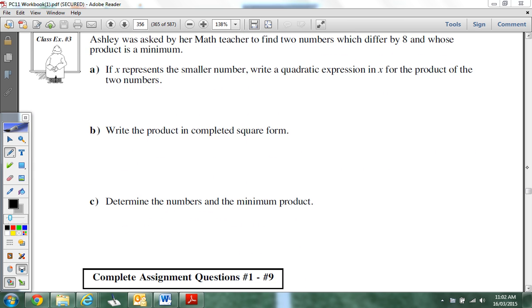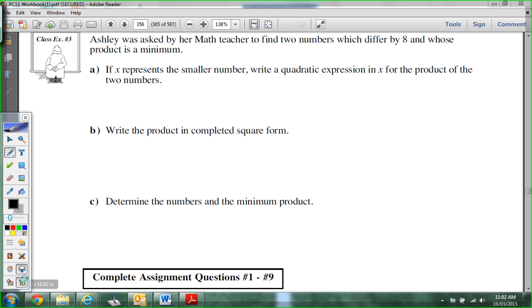All right, example 3. Ashley was asked by her math teacher to find two numbers which differ by 8 and whose product is a minimum. So if x represents the smaller number, write the quadratic expression in x for the product of the two numbers. If x represents the smaller number, then the other number's got to be what? Larger. So you'd have x plus 8 would be the larger number.